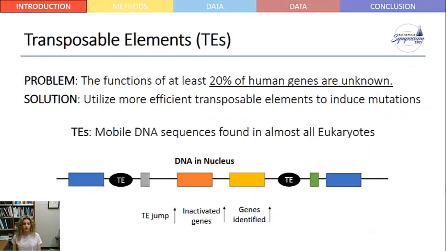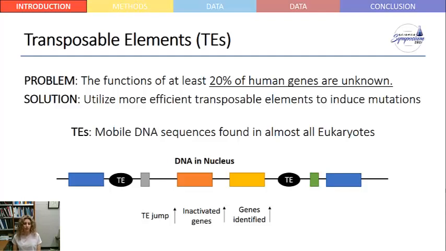So essentially, this research aims to make a mechanism used in gene discovery more efficient. Understanding the function of human genes is really important, especially for scientists when they want to develop drugs to help treat human diseases. Now, the problem is that more than 20% of human gene functions are unknown. And the way scientists are trying to tackle this problem is by mutating a gene, because if you can mutate a gene, you can gather clues to that gene's function.